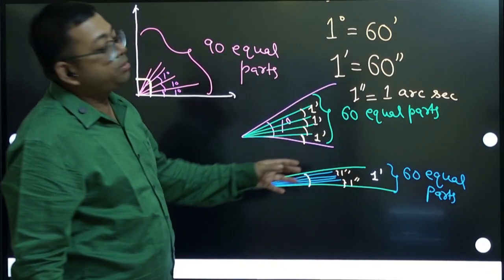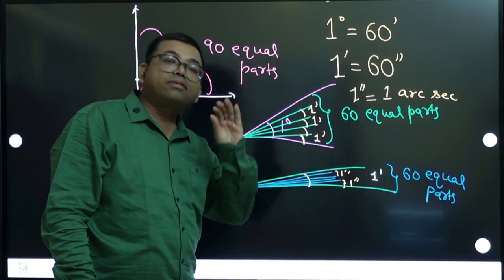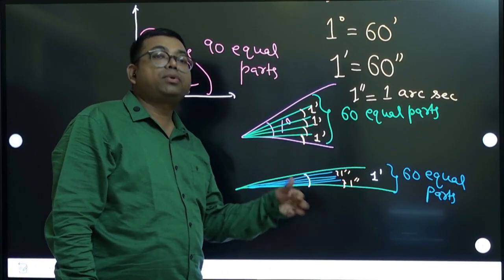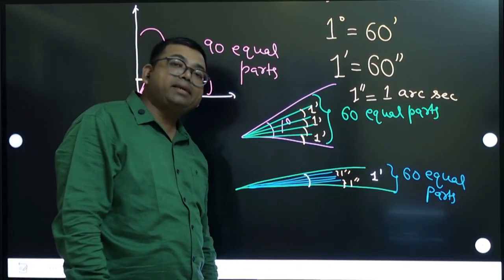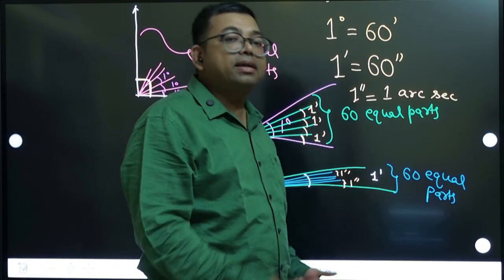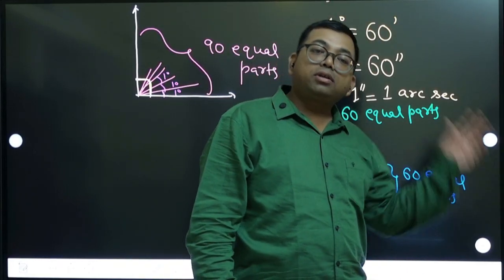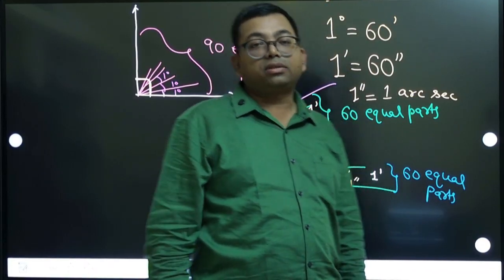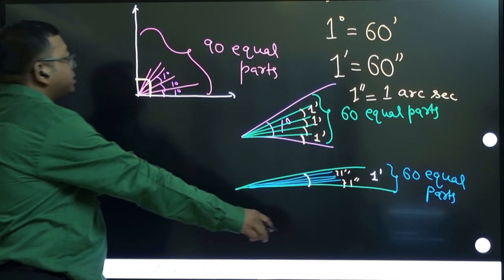So degree, minute, second are just units or divisions that some people have defined, and we are just following it because it has become a tradition. Today I could define something of my own, but people will not accept it because they have already accepted this tradition. They cannot change that. So that's how they are defining it.